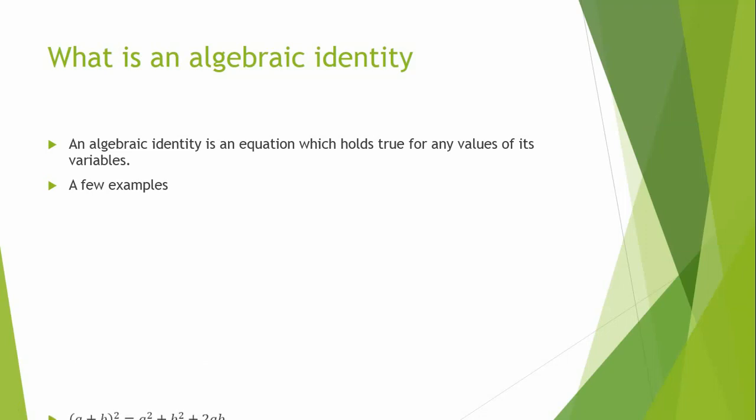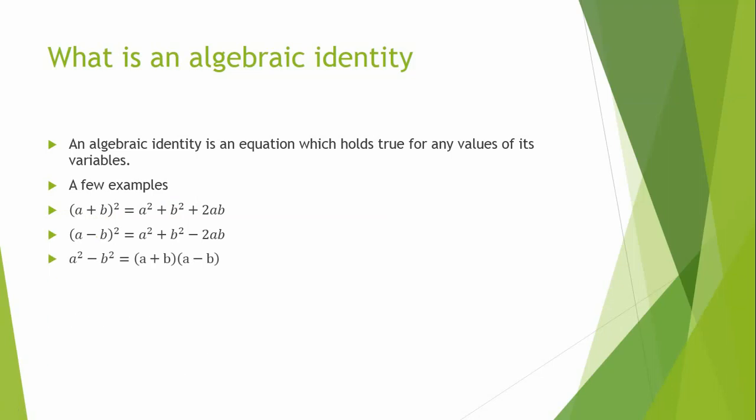Let's take a few examples. (a + b) the whole square equals a square plus b square plus 2ab. Now whatever the values you substitute for a and b separately, the equation always holds true. A few other basic examples would be (a - b) the whole square equals a square plus b square minus 2ab, and a squared minus b squared is equal to (a + b) into (a - b).